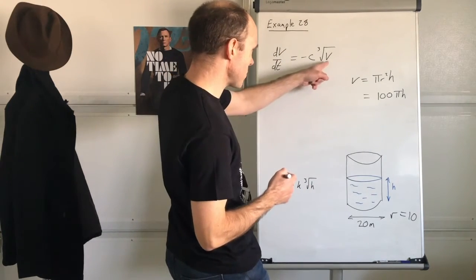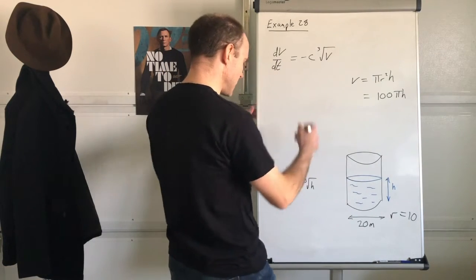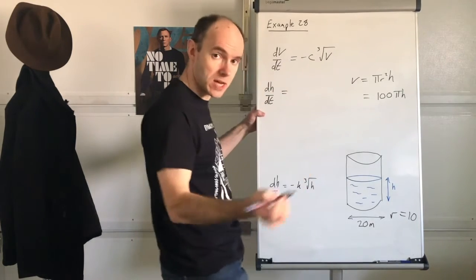So we can put that in there if we want, straight away. But for the moment, just got to hang on to it, because what we need to get is dH/dt. Now, do you remember how to do these? You need to use the chain rule to do it.